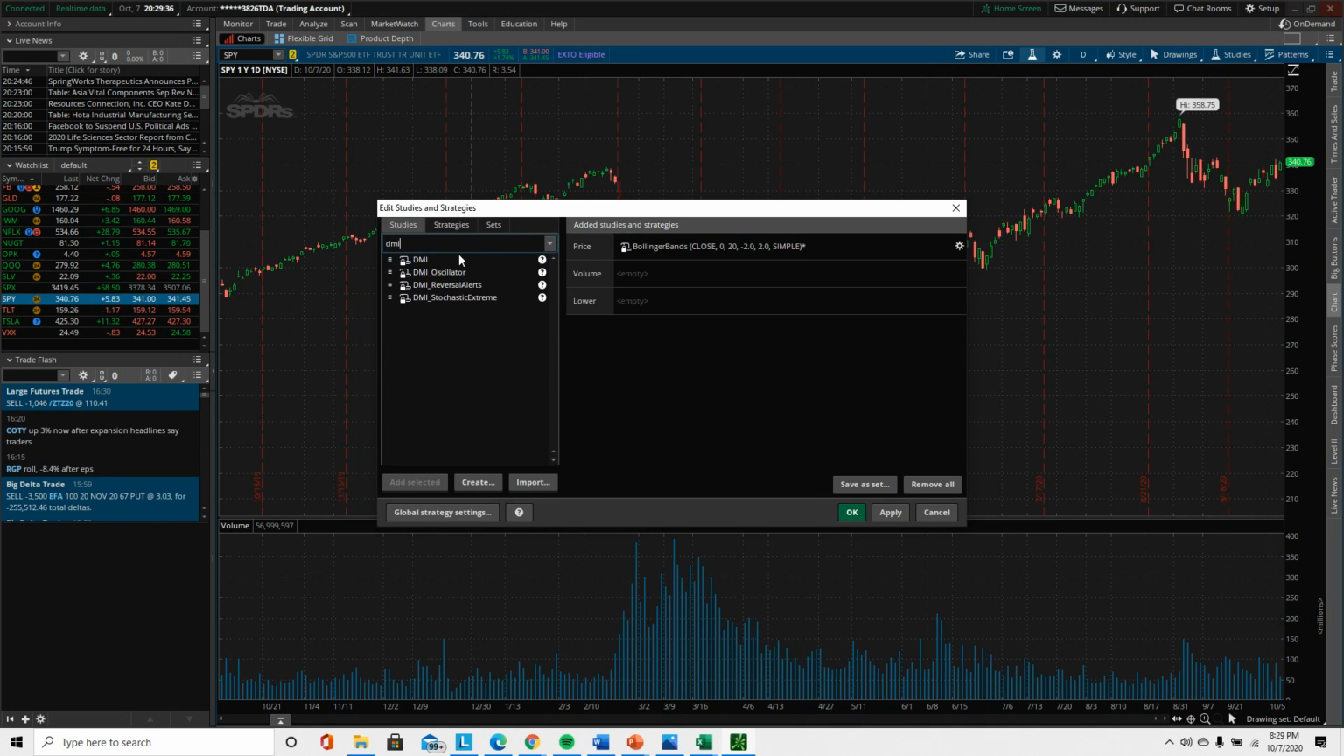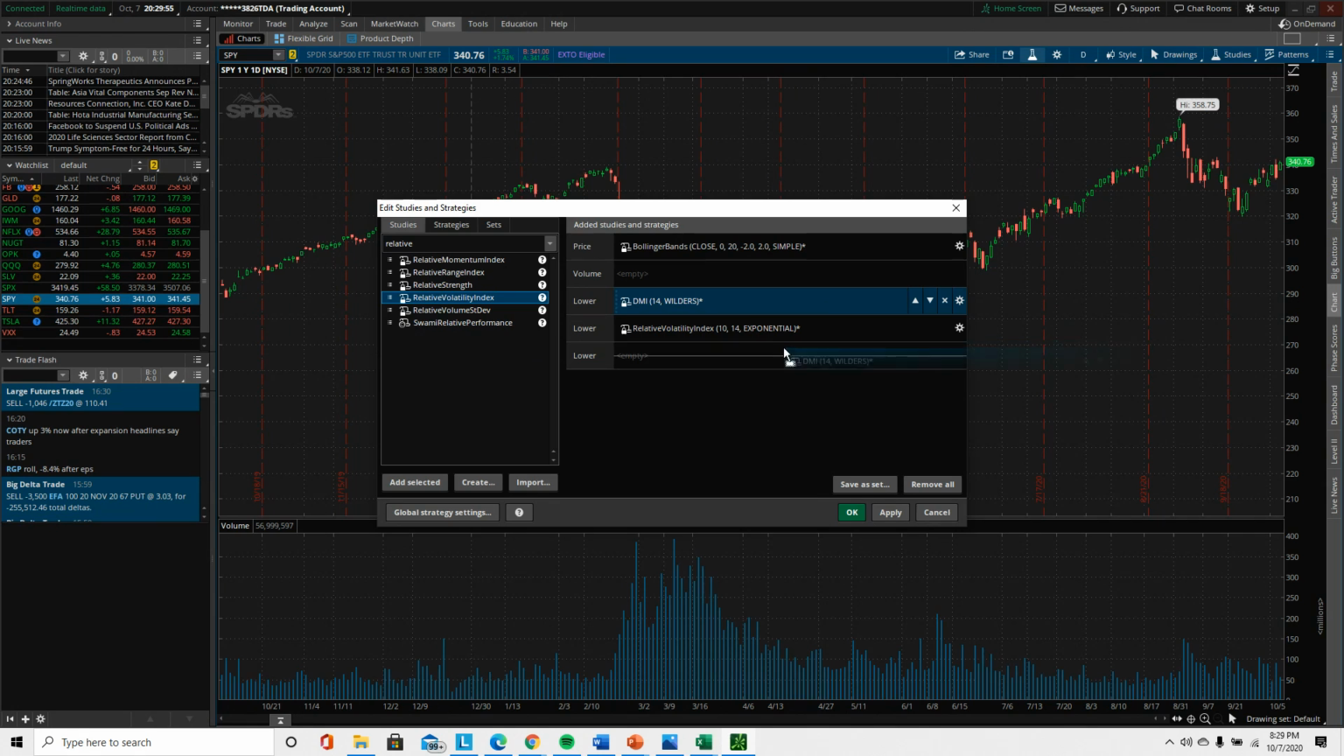DMI adds it here. And then we said the relative volatility index. If I said momentum, I do apologize. It's the relative volatility index. Now, this is a personal preference, but we like to put the relative volatility index right below the pricing chart. Now you'll see this volume line here.